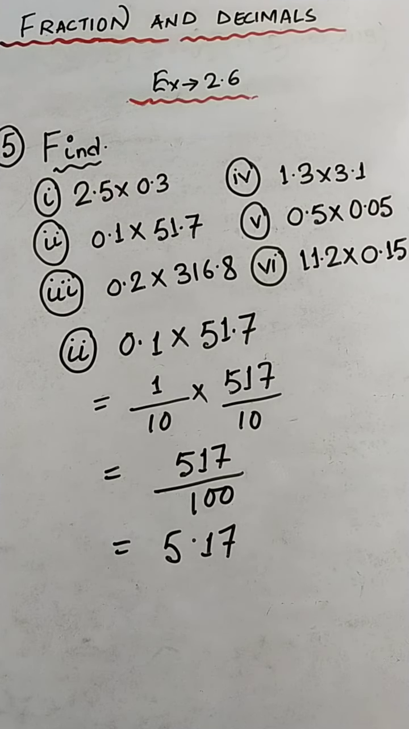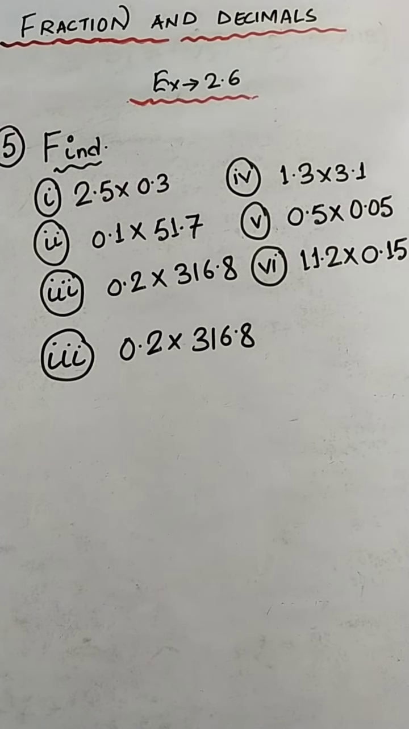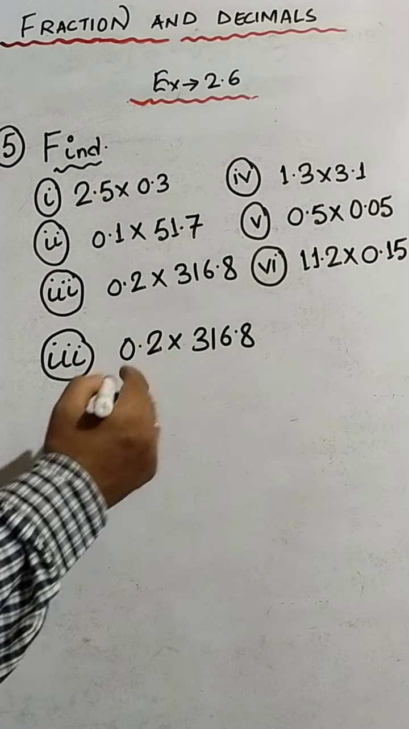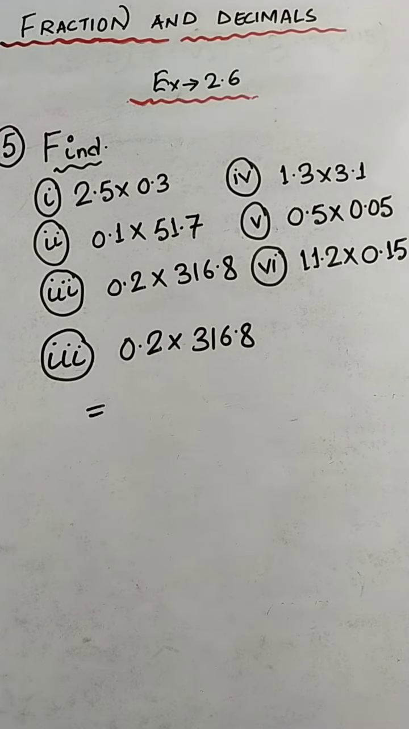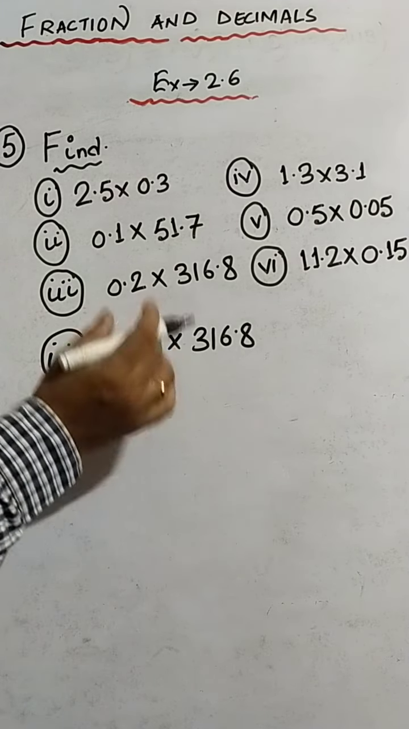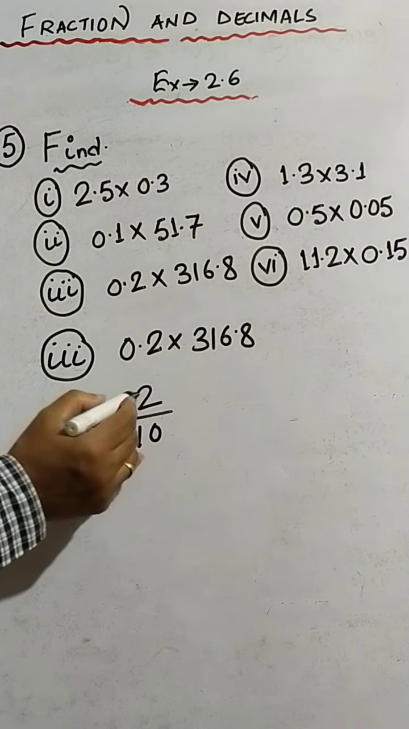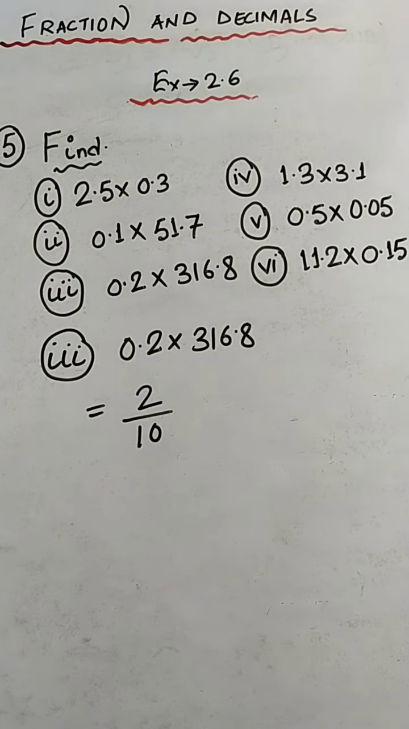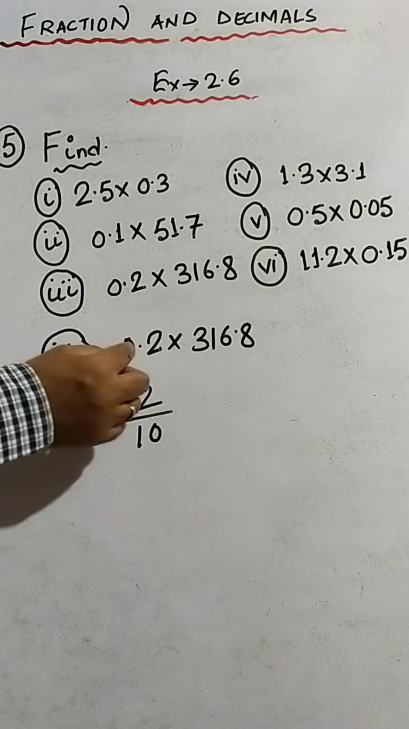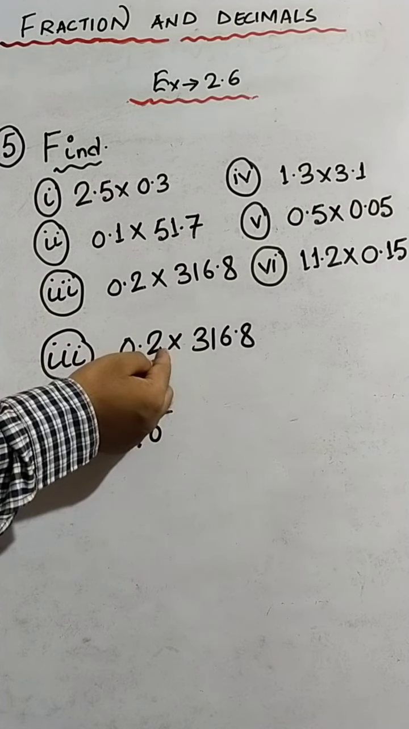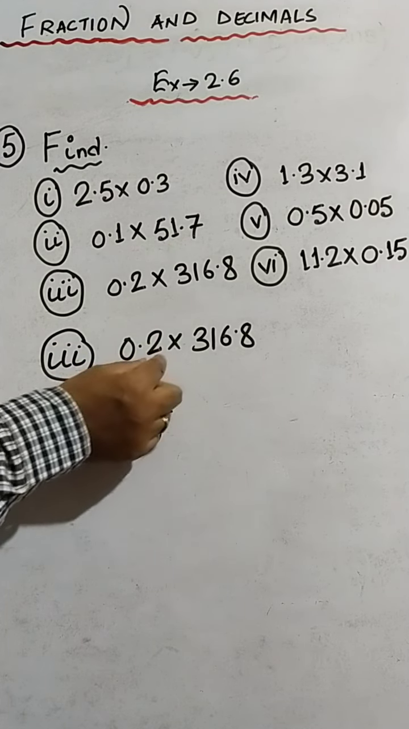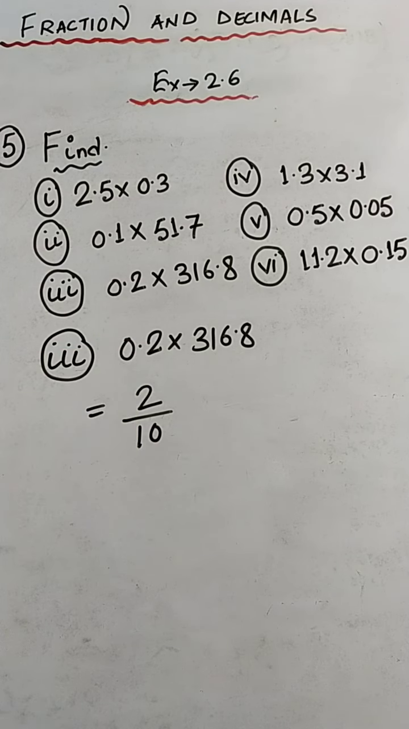Now let's move on to sum number 3. Same logic, same concept, that is 0.2. Let's convert this number to fractional form. It would be 2 by 10. Why 2 by 10, students? Because after the decimal, how many digits are there? Only 1, isn't it? That is the reason I am dividing 2 by 10.